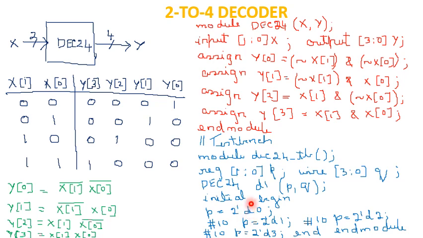Now D, I will be representing the value in decimal, that's why I have taken it as D, and the value is 0. And after 10 time units, I am making D 1. So the next value of input X is 0, 1, which corresponds to decimal 1. Again after 10 time units, I am making it 2, that is 1, 0, which corresponds to decimal 2. Finally, again after 10 time units, I am making it 3, that is 1, 1, and end.